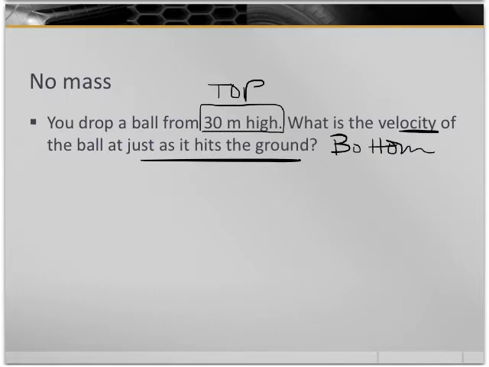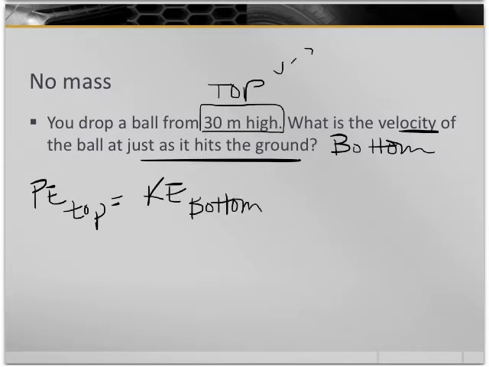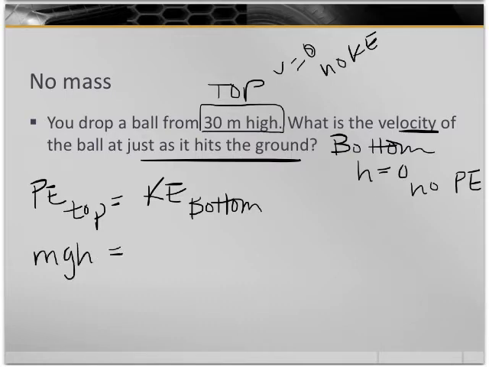All right, so we've learned before that your potential energy at the top is equal to your kinetic energy at the bottom, okay? And that's because at the top your velocity is zero, so you have no KE. And then at the bottom, height is zero, so there's no PE. All right, so what you can actually do is write mgh equals 1/2 mv squared.